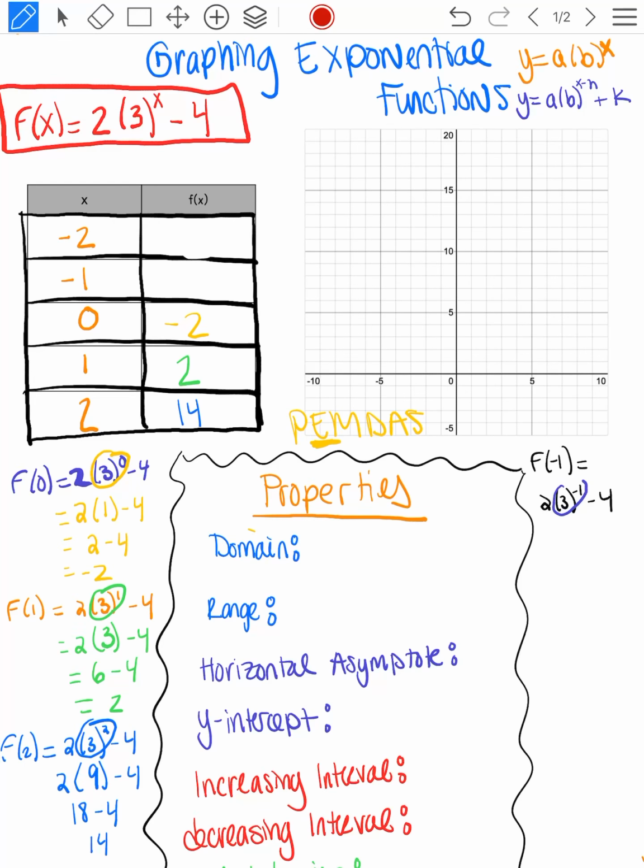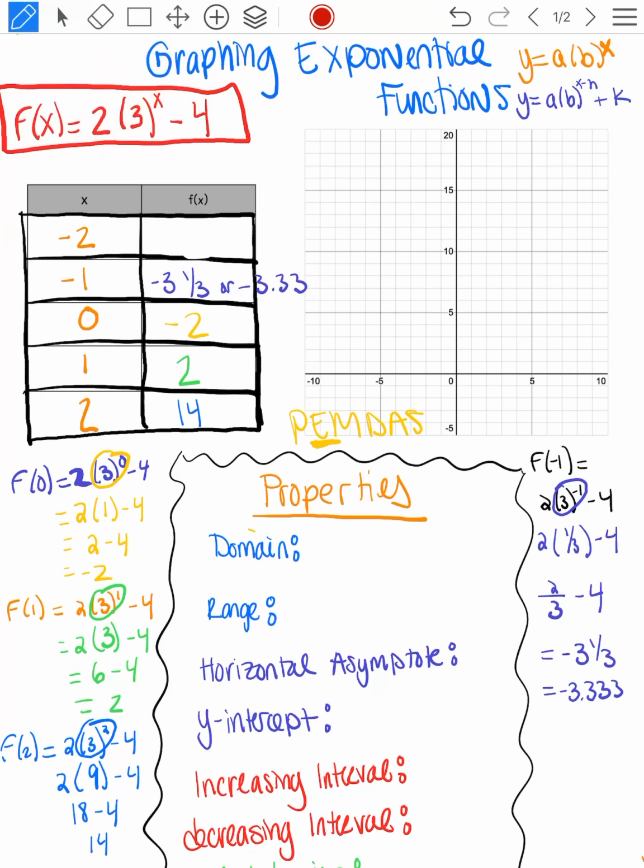Remember, we're still doing exponent first, so I need to figure out what 3 to the -1 power is. Remember, negative exponents just mean fractions. So 3 to the first is 3, so 3 to the -1 is just 1 over 3, minus 4. 2 times 1 over 3 is 2/3 minus 4, and 2/3 minus 4 is going to give me -3 1/3. Or if you're doing this in your calculator, you might get -3.333. So -3 1/3 or -3.33.